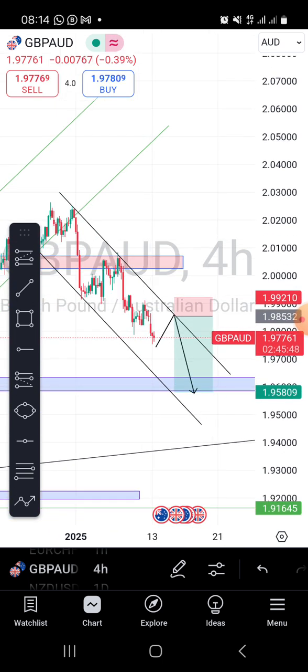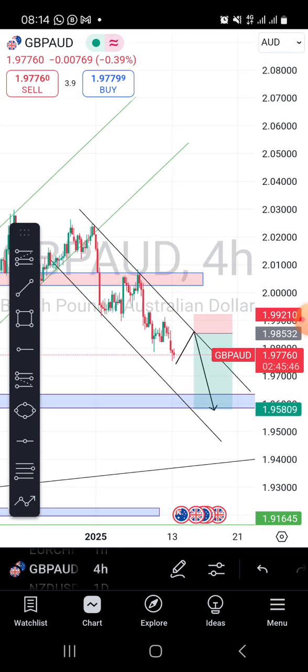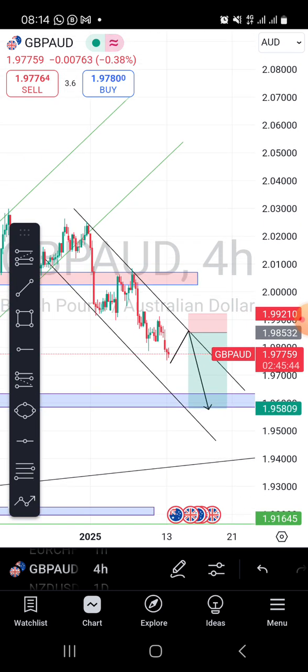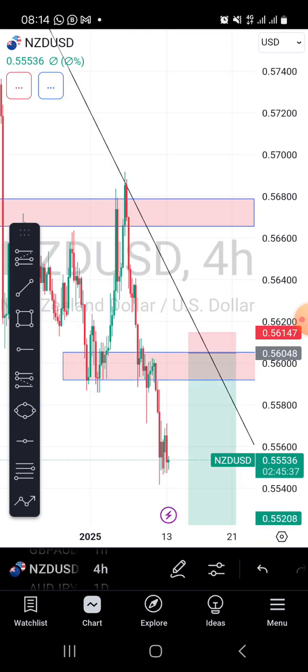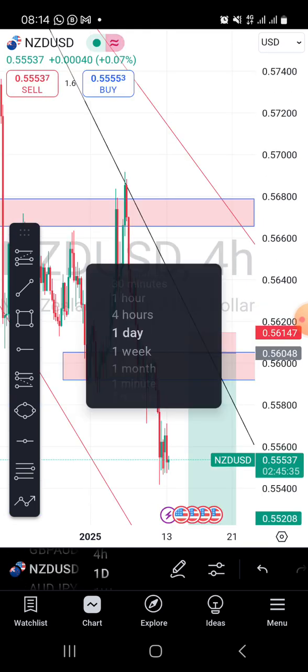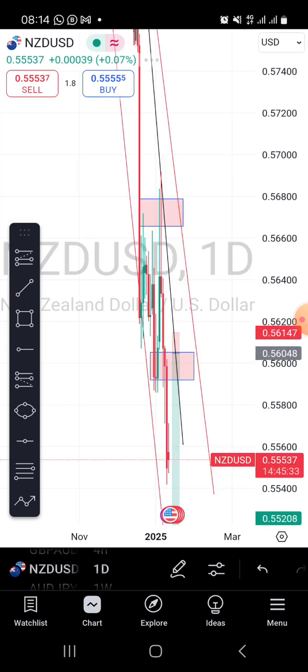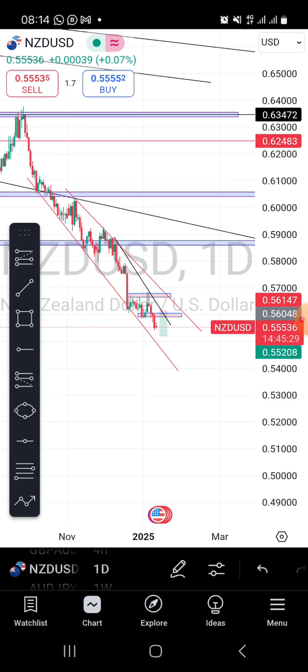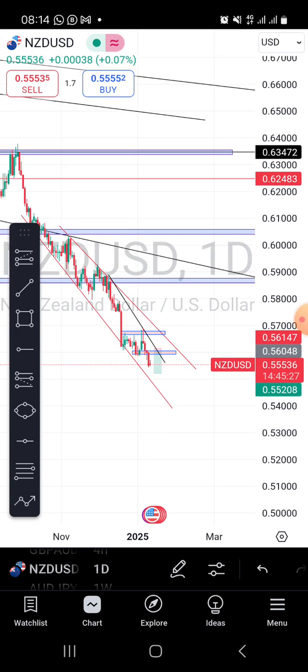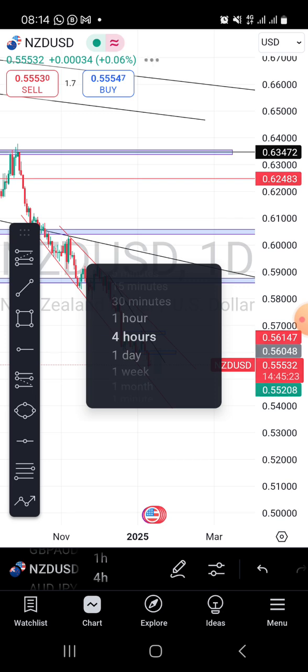For GBP AUD, we should be expecting something like this. Quickly, let's move to the next one, which is NZD USD. Okay, the daily first. This market too is clearly in a downtrend on the daily time frame, so I don't want to dwell much on that. So let's move to H4.